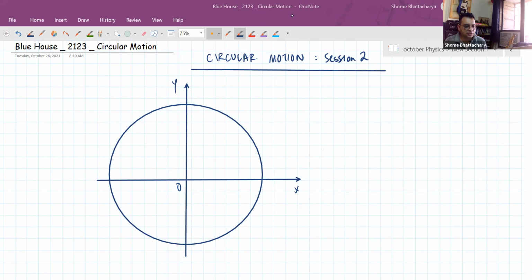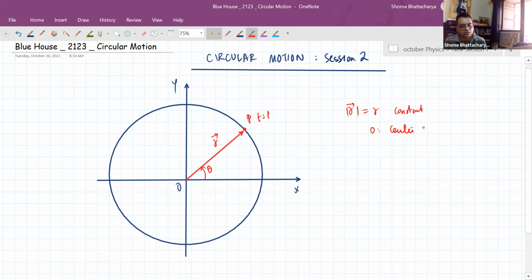If we define the origin of our system as the center of the circle, then the instantaneous position of the particle doing the circular motion at any point of time is such that mod r, that is the radius of the circle, should be constant. So O becomes the center of the circular motion. R becomes the radius. Theta is the angular position.